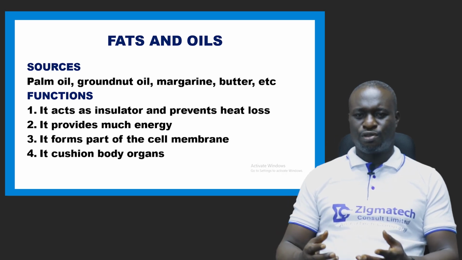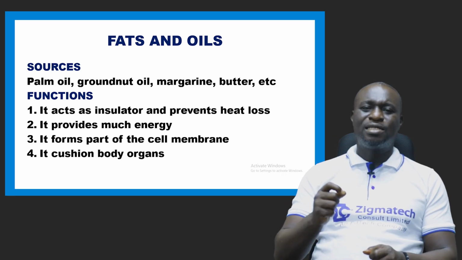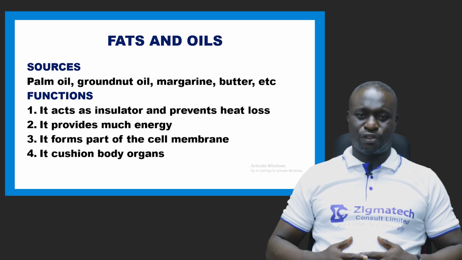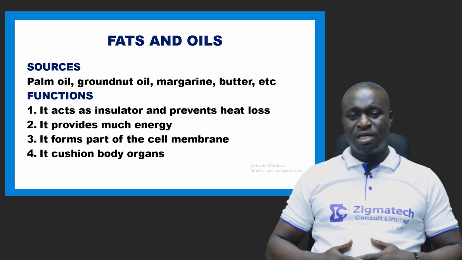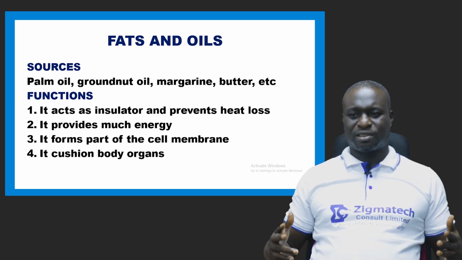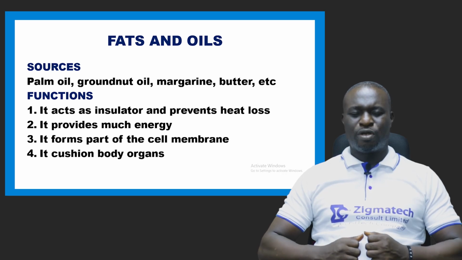Now, what are the functions of fats and oils? Number 1, fats and oils act as insulators. They prevent heat loss. So they don't allow the loss of heat, all right? They act as insulators, thereby making the person warm.